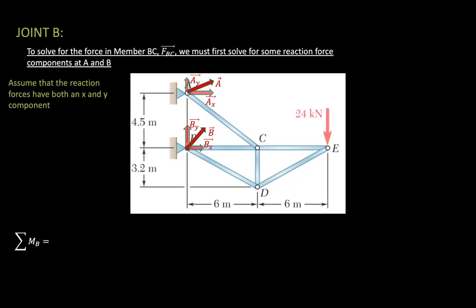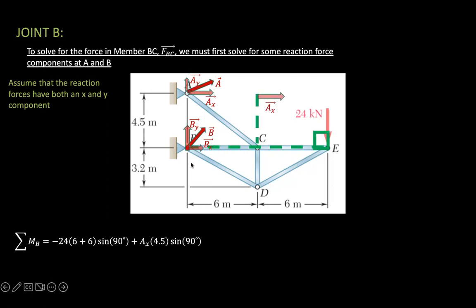The sum of the moments about B is equal to negative 24 times 6 plus 6 times sine of 90 degrees. As you can see here, this is the R length and this is the 90 degrees. And we have to add the A_X component times 4.5 meters times sine of 90 degrees because of the line of action.